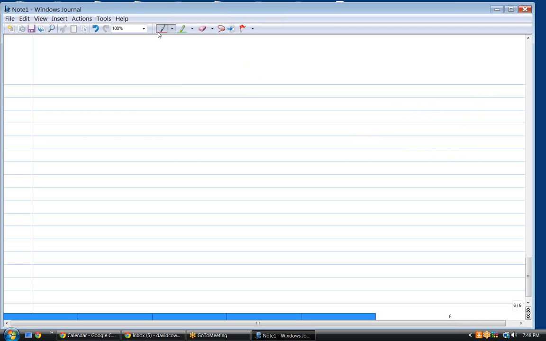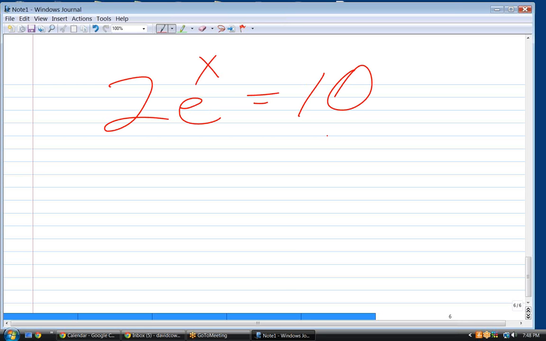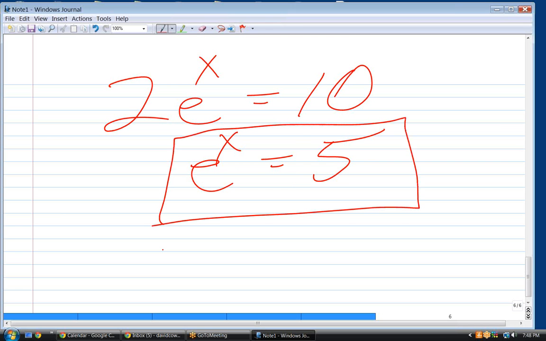What else? 2e to the x equals 10. First step? Divide by 2? Uh-huh. What's the next step? We don't know how to solve that. In other words, you can't put that in your calculator. It's the whole reason that logs were created. The whole science, the mathematics of logarithms, was created to be able to solve exponential functions like that.